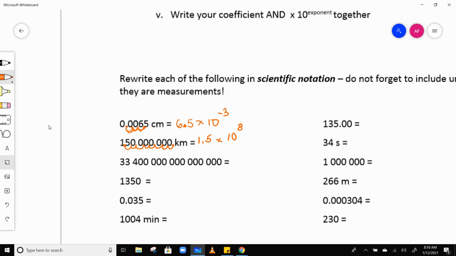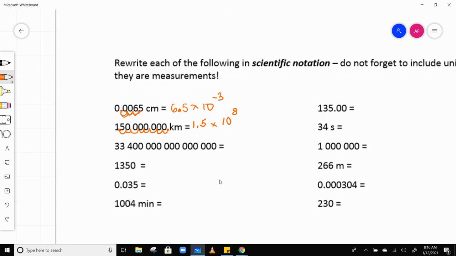Okay, take a minute and try these ones that I gave you here. I'm going to pause for a couple minutes and try the ones that are here. You can write it on a separate sheet of paper for now. That's fine.